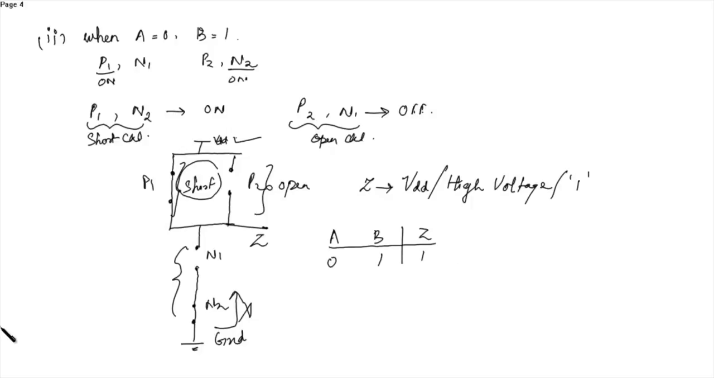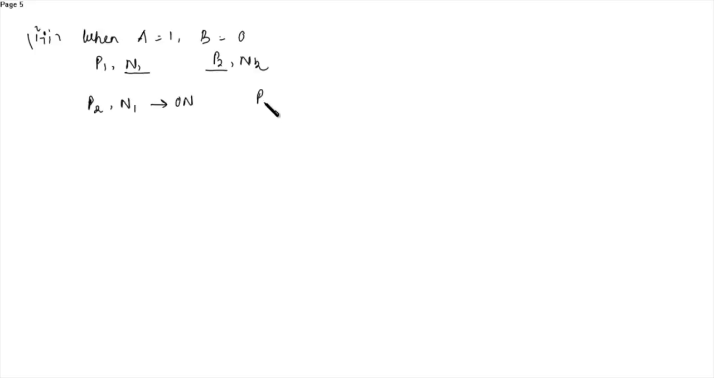Similarly, we'll see the next case when A is equal to 1 and B is equal to 0. Similarly at A we have P1 and N1, at B we have P2 and N2. So when A is 1, N1 will be on, when B is equal to 0, P2 will be on. So P2, N1, they turn on, P1 and N2, they turn off.